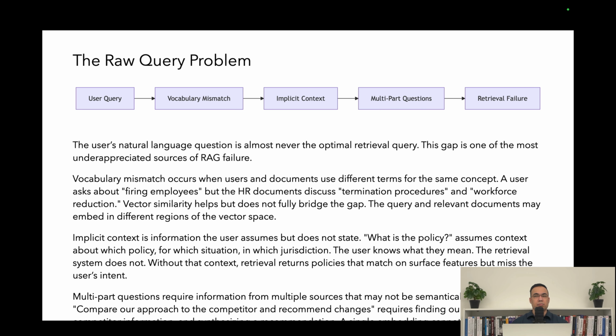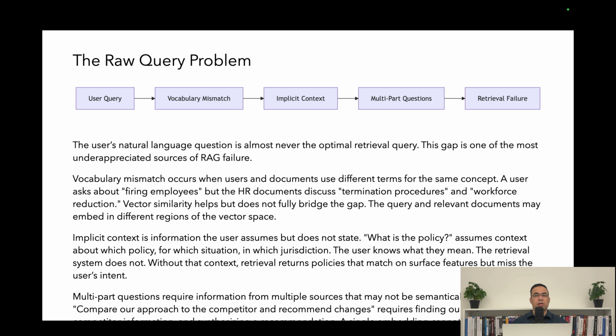The second issue is implicit context. Users assume context they don't explicitly state. For example, "What is the policy?" assumes the context about which policy, for which situation, in which jurisdiction. The users know what they mean. The retrieval system, however, does not. Without that context, retrieval returns policies that might match on the surface features but might miss the user's intent.